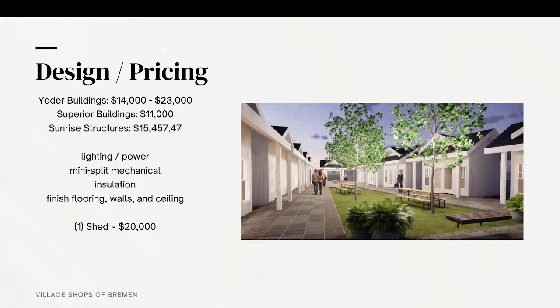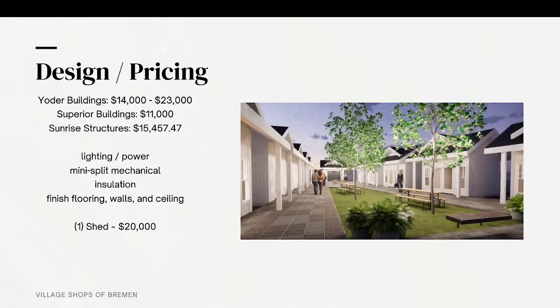Sunrise Structures, just north of Bourbon on 331, had the most comprehensive bid, with 3D renderings, and these were ranging between 10,000 and 23,000. They would build them at their place and bring them to Bremen, and then we would outfit them with lighting, power, mini split, and mechanicals, so these structures would have heating and cooling and insulation. Then how do we partner with the service groups or Bremen High School to do some of the finish work, the light stuff that's not going to take tons of thought, and make that a partnership.